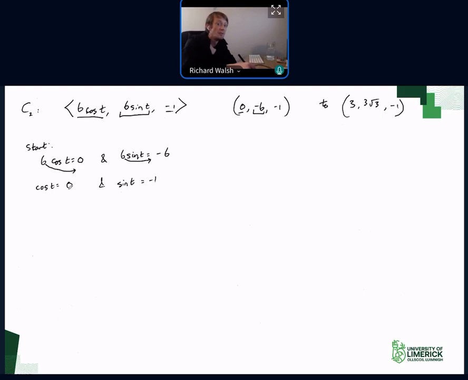If you solve this, you'll get t is equal to inverse cos of 0. Your calculator will tell you that's pi over 2. But if you solve this one, you get t is equal to the inverse sine of -1. You get minus pi over 2. Your calculator might say it's 3 pi over 2. But the answer to this is minus pi over 2 as a starting point.